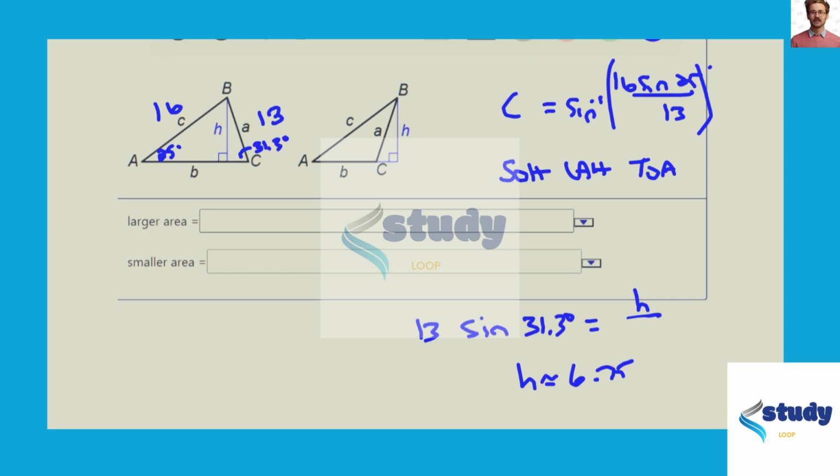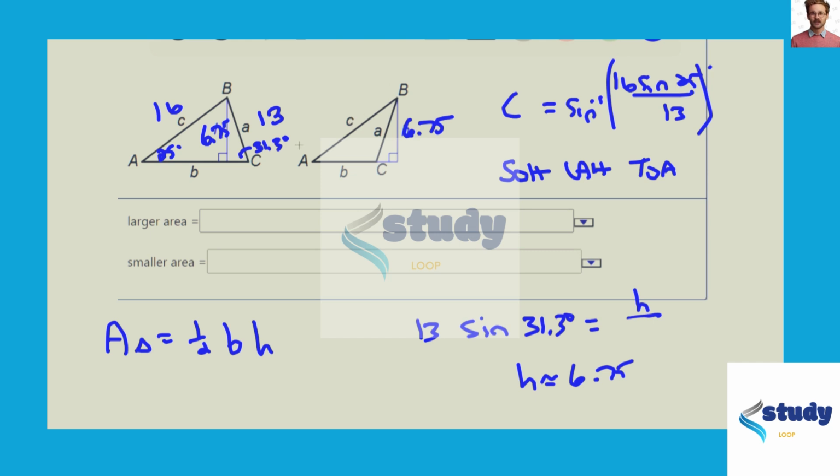Now, what we can do with this for the larger triangle, now that we have the height at 6.75, the area of a triangle is 1/2 times the base times the height. We need to find the base. So if this is 6.75, and by the way, it would be in both of these cases, we need to find the differences of the bases.